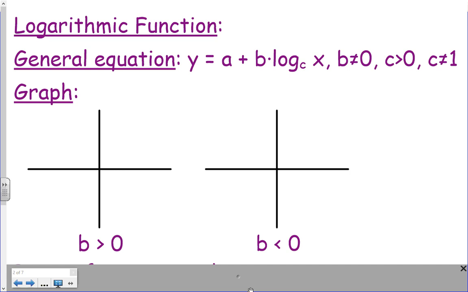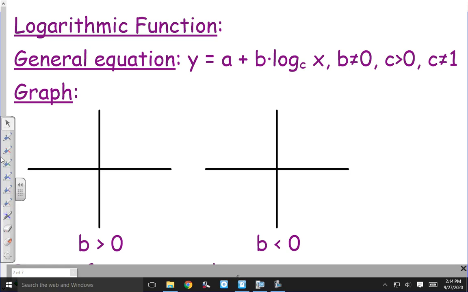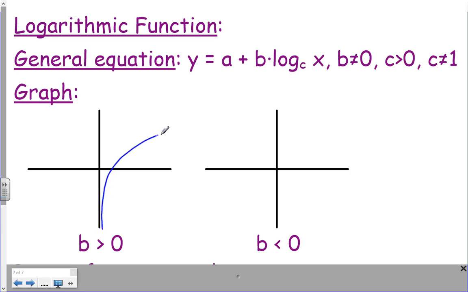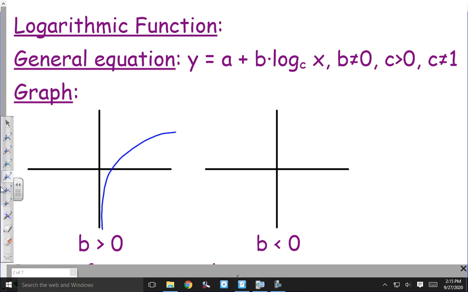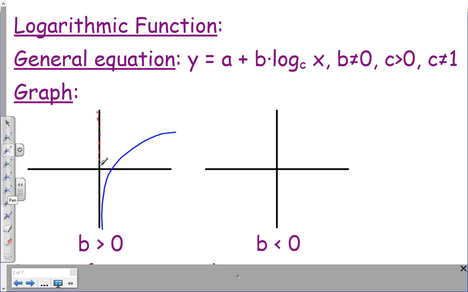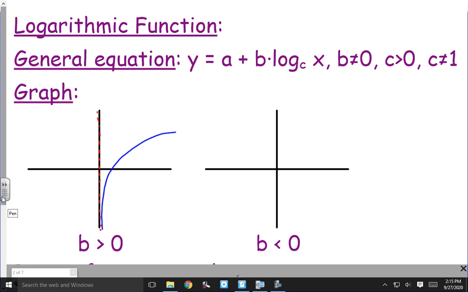And now let's look at what the graph of a logarithmic function looks like. Turns out that there's a couple ways we could sketch this depending on the value of b. If b is positive, then that means that you've got yourself an increasing logarithmic function. It turns out that the y-axis is actually a vertical asymptote, so you'd end up with a graph that does something like this, and you'd have a vertical asymptote right down here on the y-axis. That's what an increasing logarithmic function looks like.